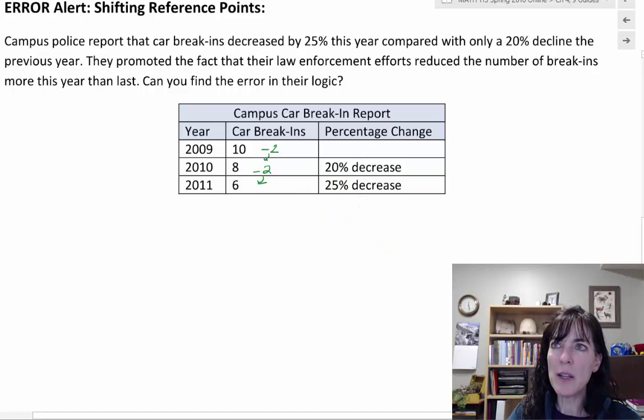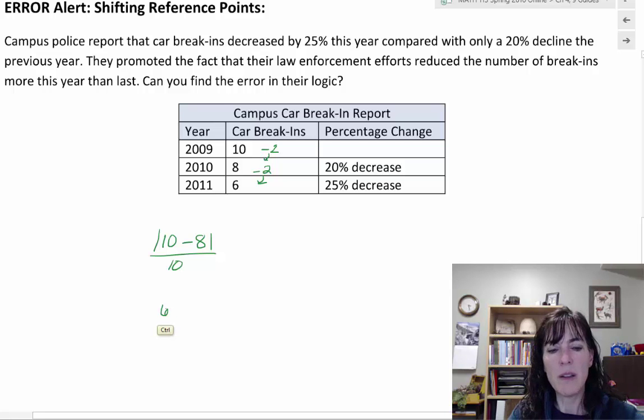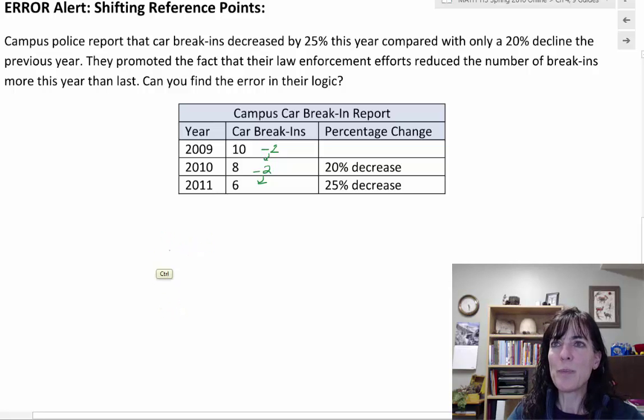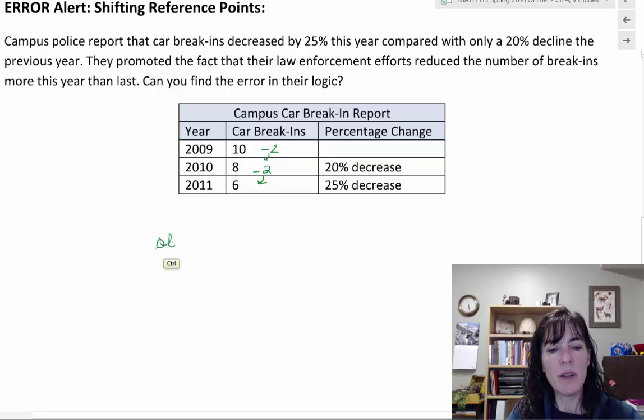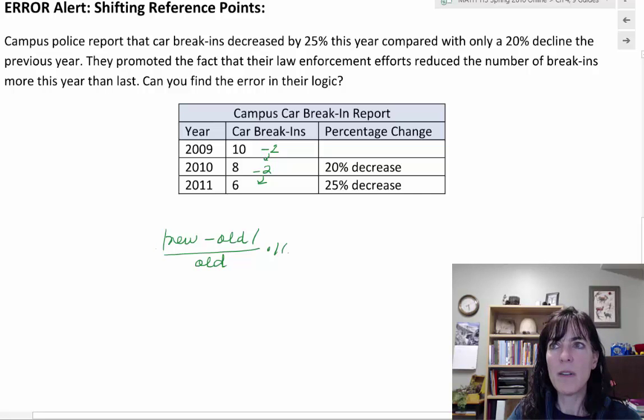But if we look at the 8 minus the 10 over the 8, remember that formula? We can do the old, so it would be 10 minus 8 over the 10. And the second one, I'll do them in the same order. Remember, our formula for percent increase or decrease is going to be times 100. So new minus old, the absolute value of it, divide by the old times 100.